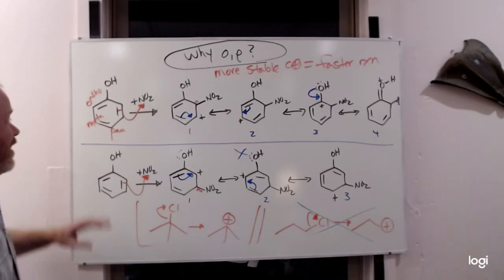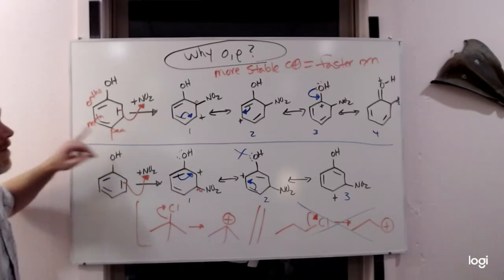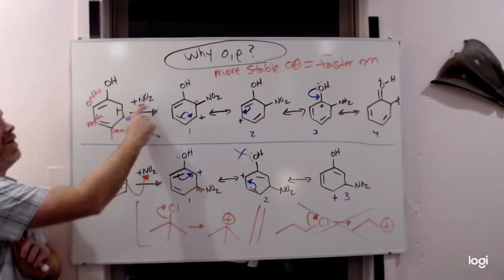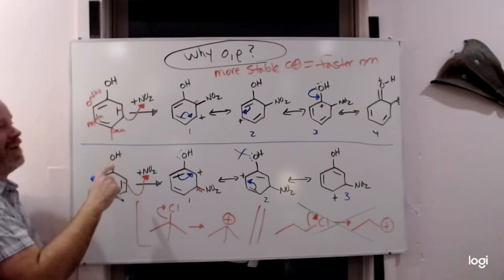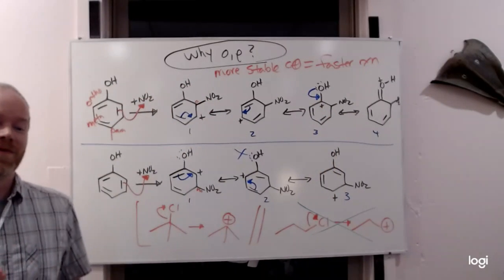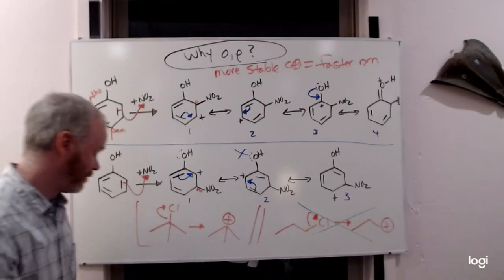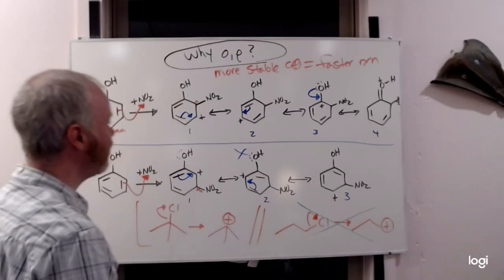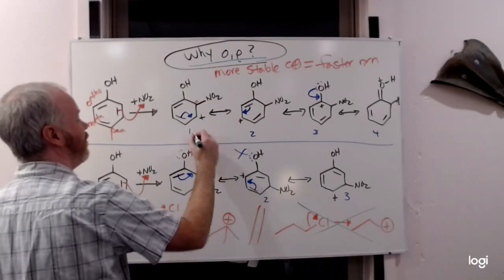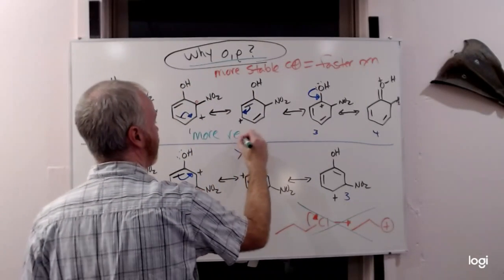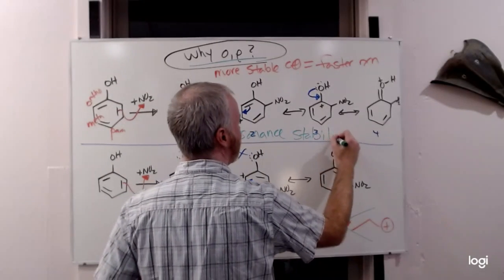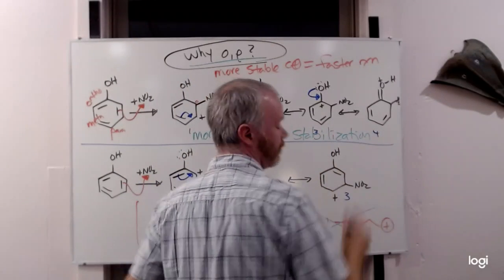So without drawing all these again, para ends up with a similar situation. If you do the nitration reaction at the para position, you end up with a similar resonance structure to this where the positive charge can share with the oxygen. So basically, it just has more resonance stabilization. So why ortho and para? They have more resonance stabilization. And that's it.